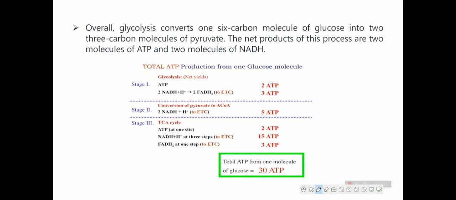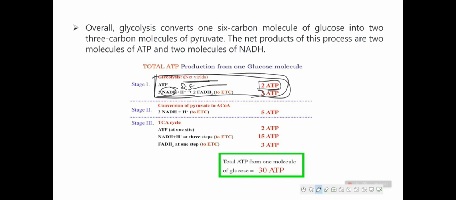So now we study the first step, that is glycolysis. In glycolysis, overall energy is 2 ATP and 3 ATP, net yield 2, because 2 ATP are already utilized in the first stage, that is the energy requiring stage, right? So here is 2 ATP, and with the help of NADH 3 ATP will be formed, but actually from 1 NADH 2.5 ATP will be formed. Means with the help of 2 NADH, 5 ATP will be formed. Okay, clear? How many ATP? 5 ATP. So overall energy in glycolysis is 7 ATP.